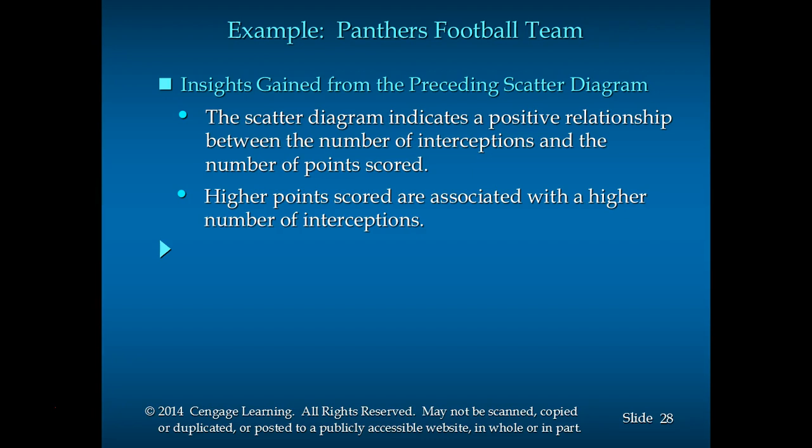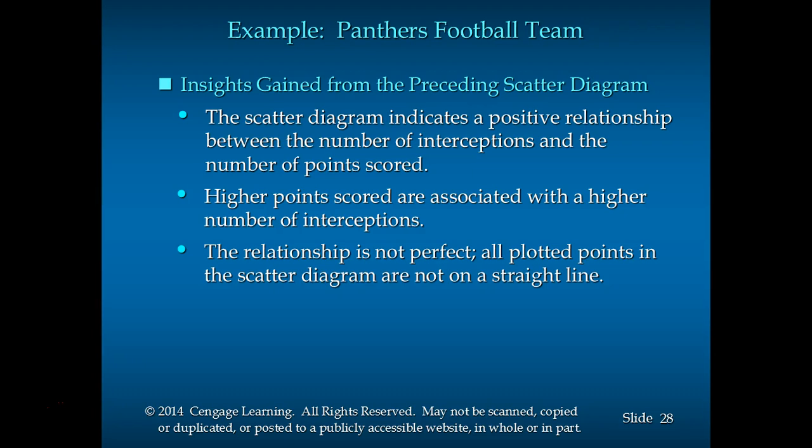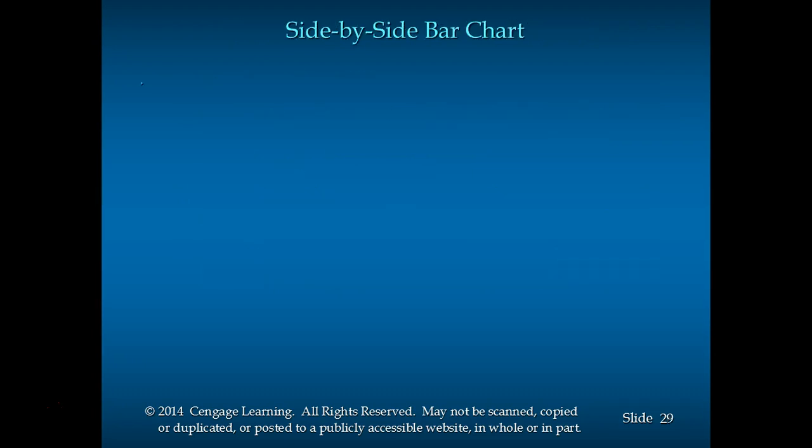Insights gained from a scatter diagram. It indicates a positive relationship. The higher the interceptions, the higher the points scored, is what we just said. Notice the relationship is not perfect. All points in the scatter diagram are not in a straight line.